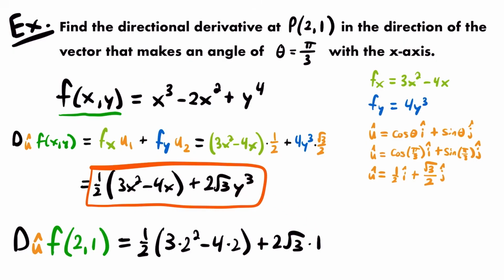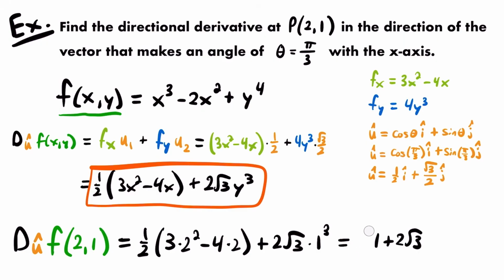So we're multiplying by 1 cubed. All right, and then simplifying. 2 cubed is 4, 4 times 3 is 12, so we have 12 minus 4 times 2, which is 8. So 12 minus 8 is 4, giving us 1/2 times 4 plus 2 square roots of 3. And then 4 times 1/2 is 2.